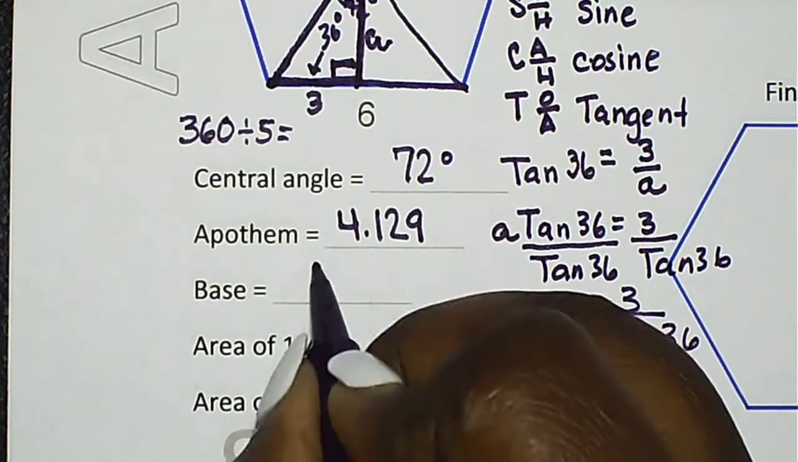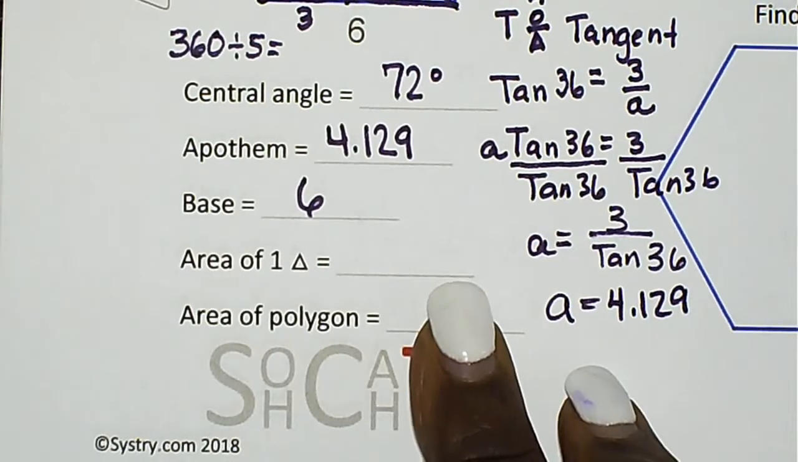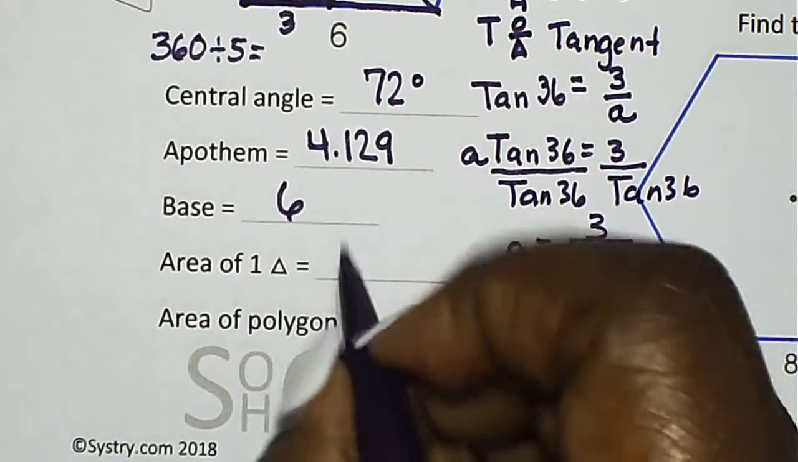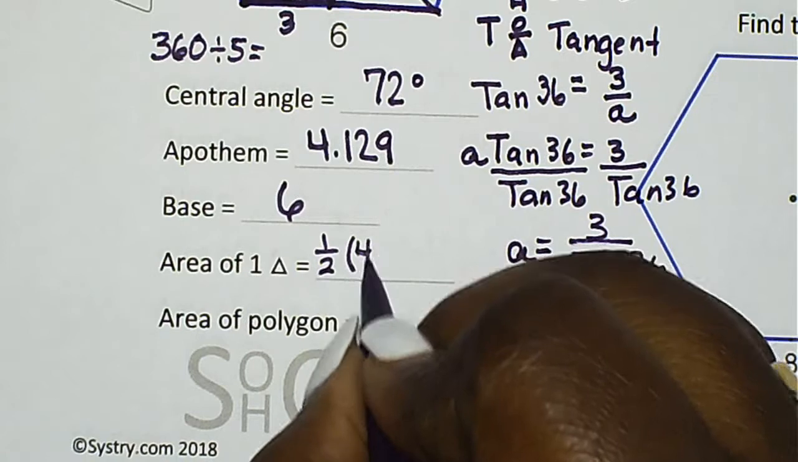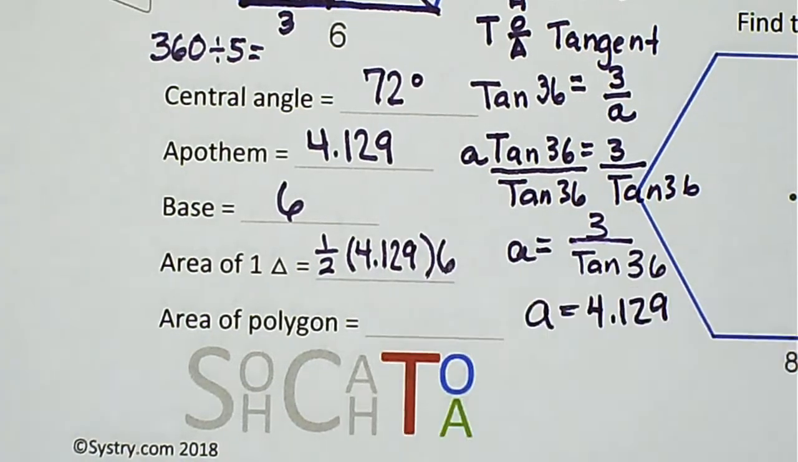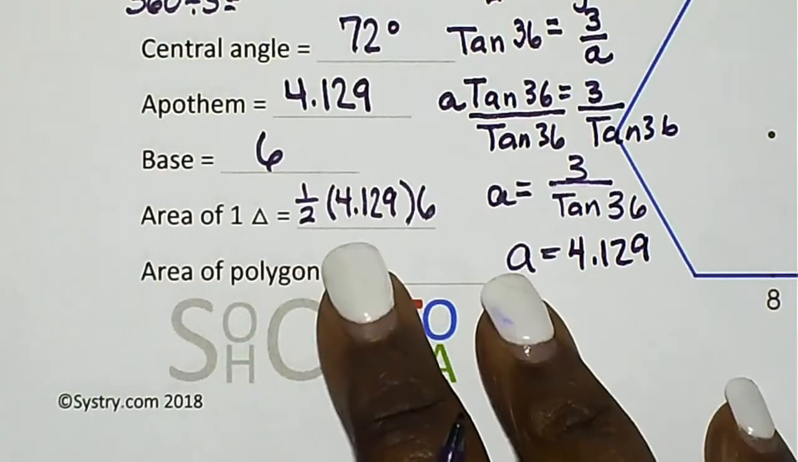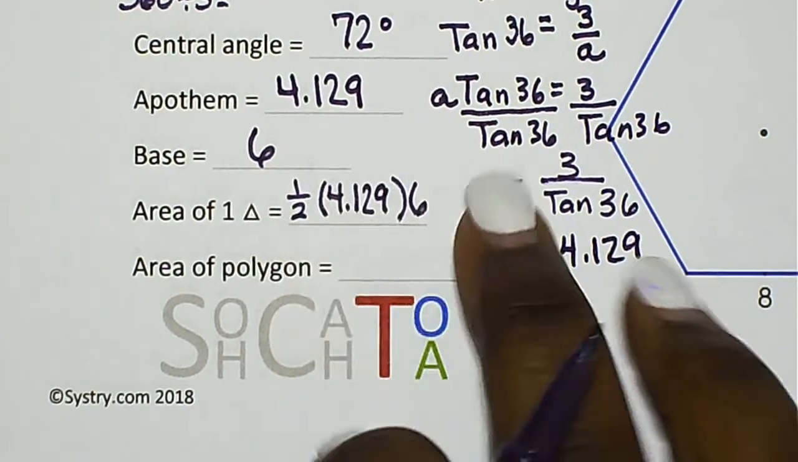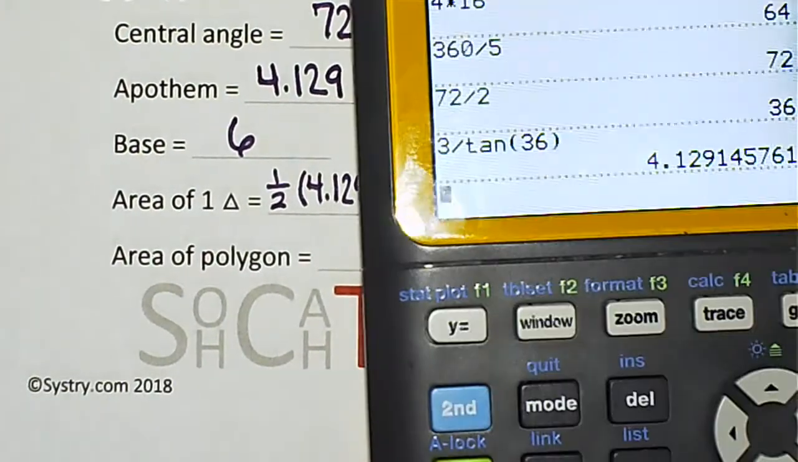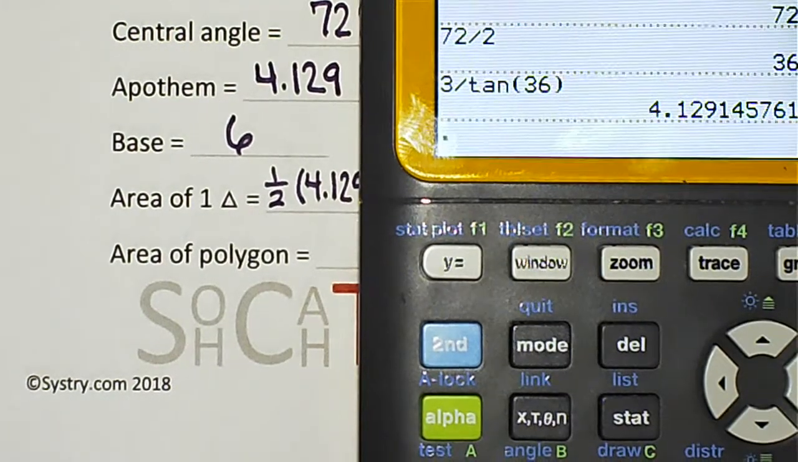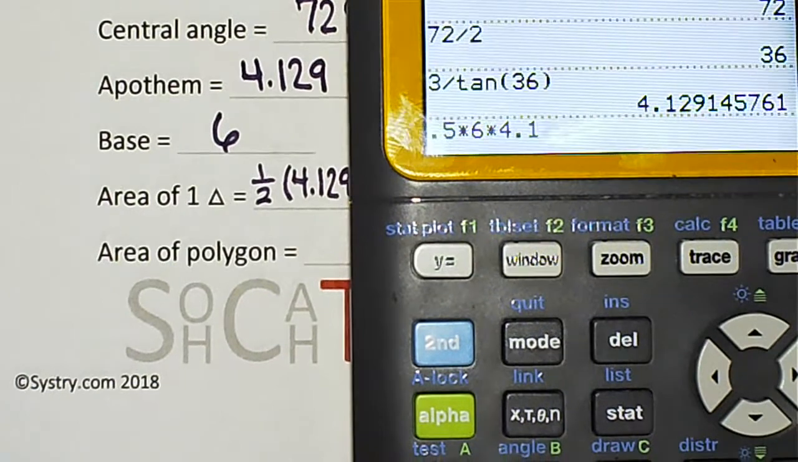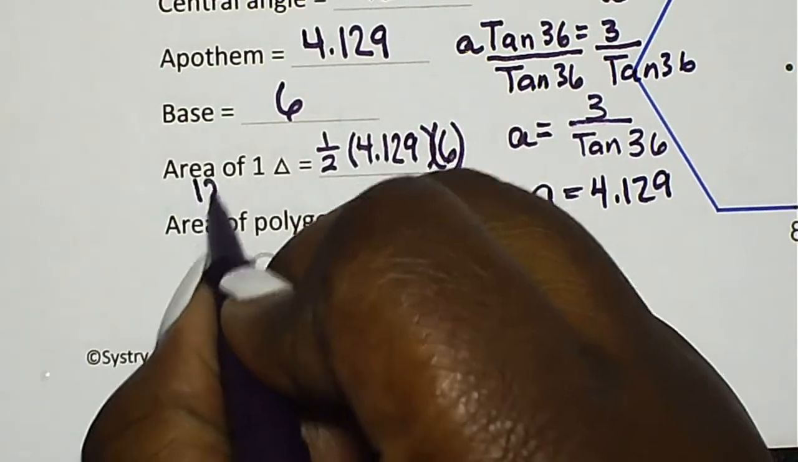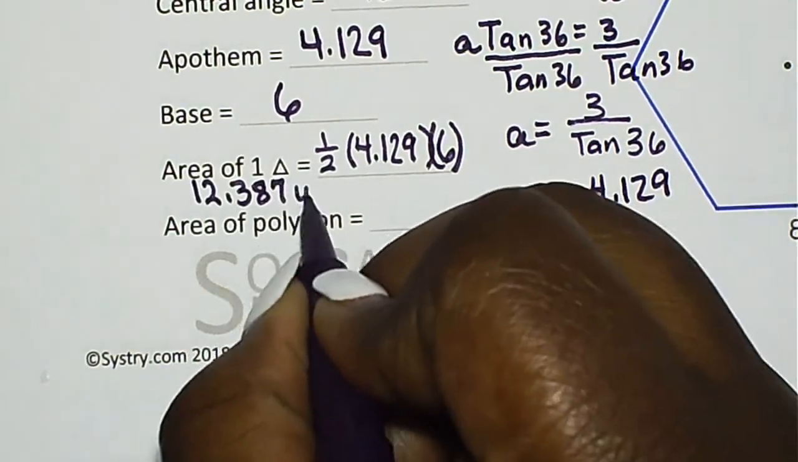My base is 6 because they gave that to me. The area of one triangle is 1/2 the height times the base. So 1/2 the 4.129 times 6. Oh, I put 1/2 the height times the base, but it's the same. 1/2 the base times the height. All of this is multiplied, so it's going to be the same thing. I'll show you through the calculator. 0.5 times 6 times 4.129 is 12.387. So area 1 is 12.387 units squared.